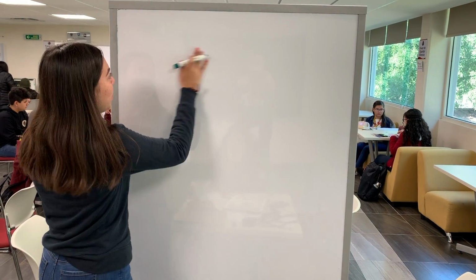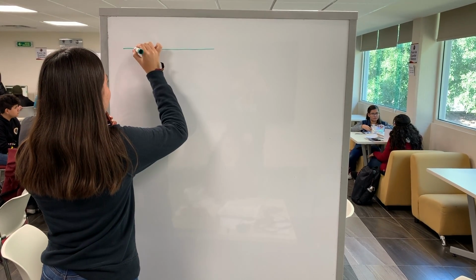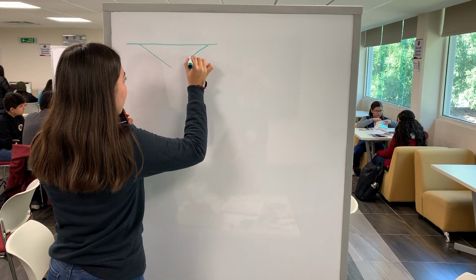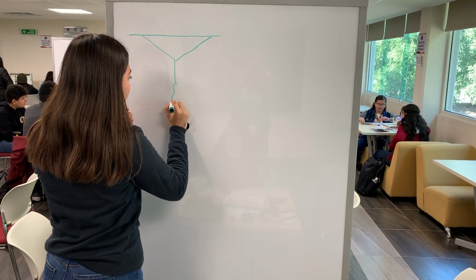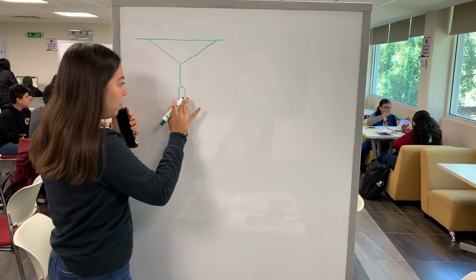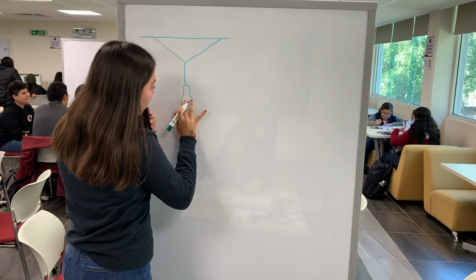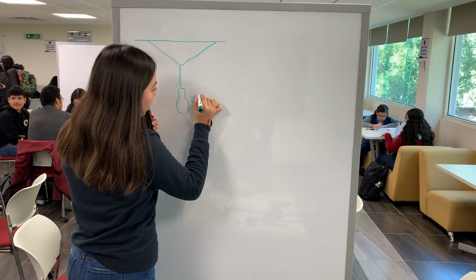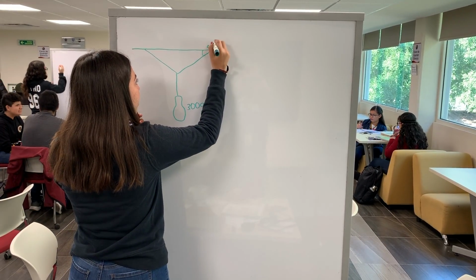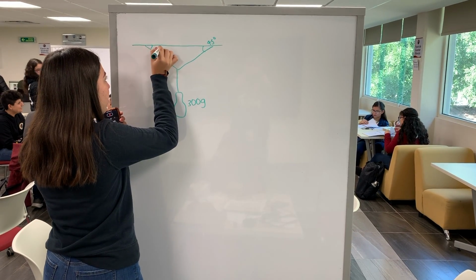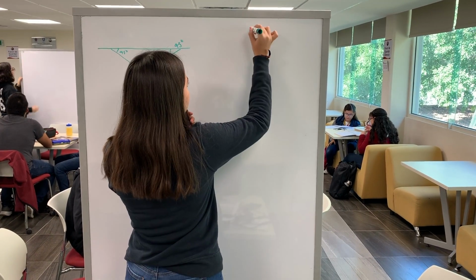In the lab, we made an experiment that looks something like this. This is the bottle with the mass, and these two are the dynamometers. The bottle has a mass of 300 grams, and these two have an angle of 45 degrees. And in the plane, it looks something like this.